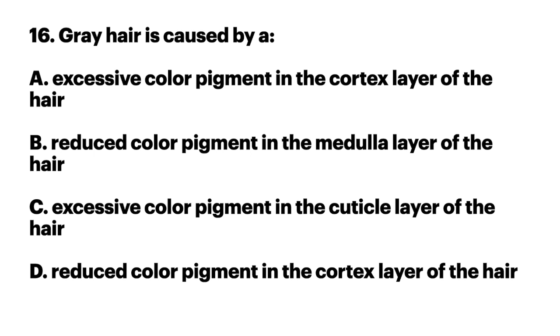Number 16, gray hair is caused by A, excessive color pigment in the cortex layer of the hair. B, reduced color pigment in the medulla layer of the hair. C, excessive color pigment in the cuticle layer of the hair. D, reduced color pigment in the cortex layer of the hair. The answer is D, reduced color pigment in the cortex layer of the hair.